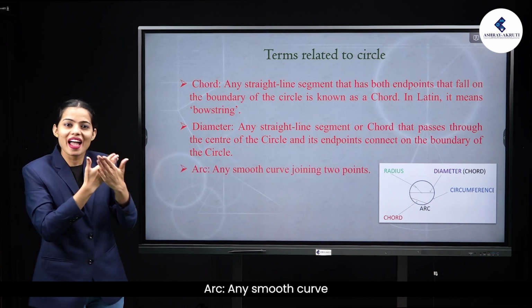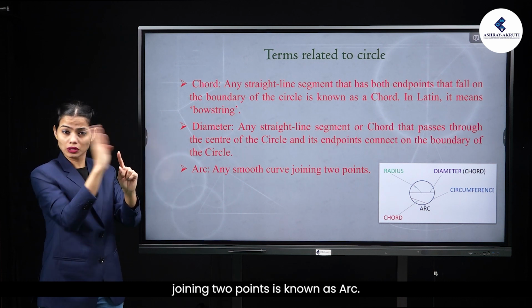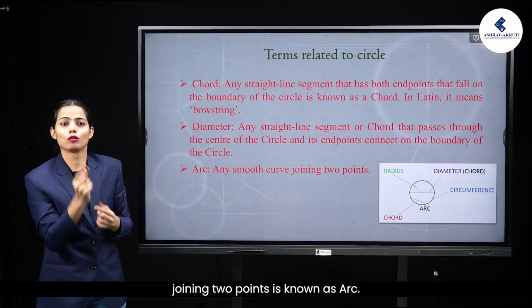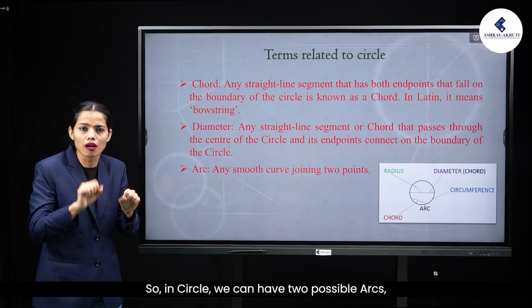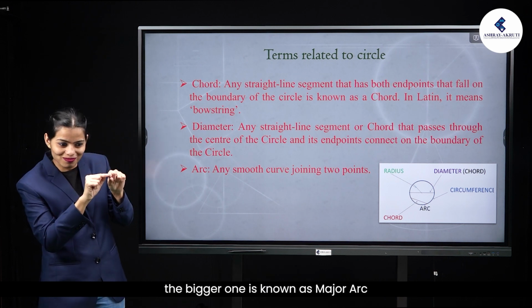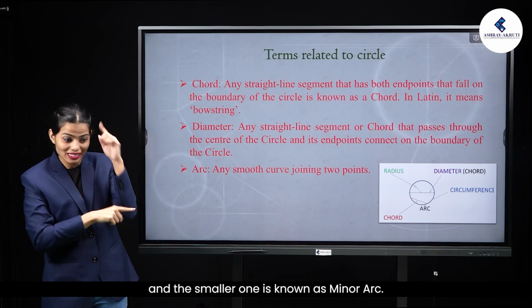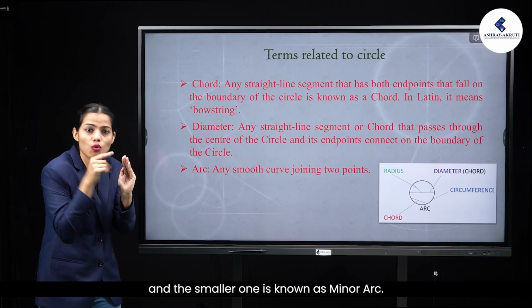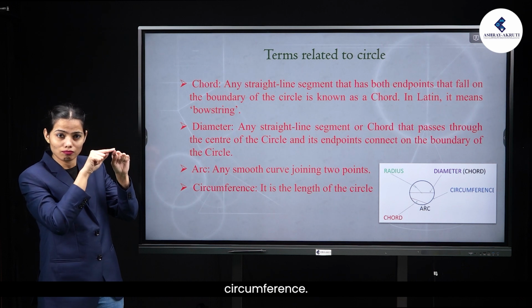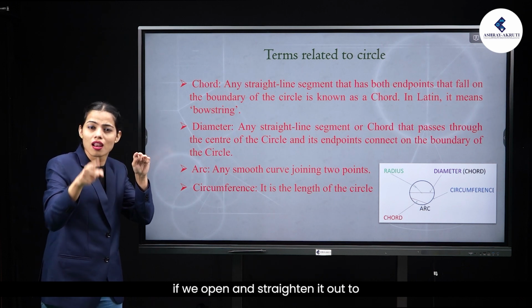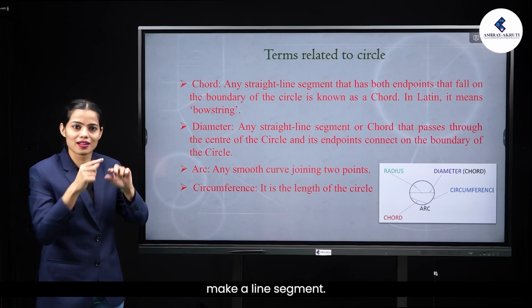Arc, any smooth curve joining two points is known as an arc. So, in a circle, we can have two possible arcs. The bigger one is known as the major arc and the smaller one is known as the minor arc. Circumference, it is the length of the circle if we open and straighten it out to make a line segment.